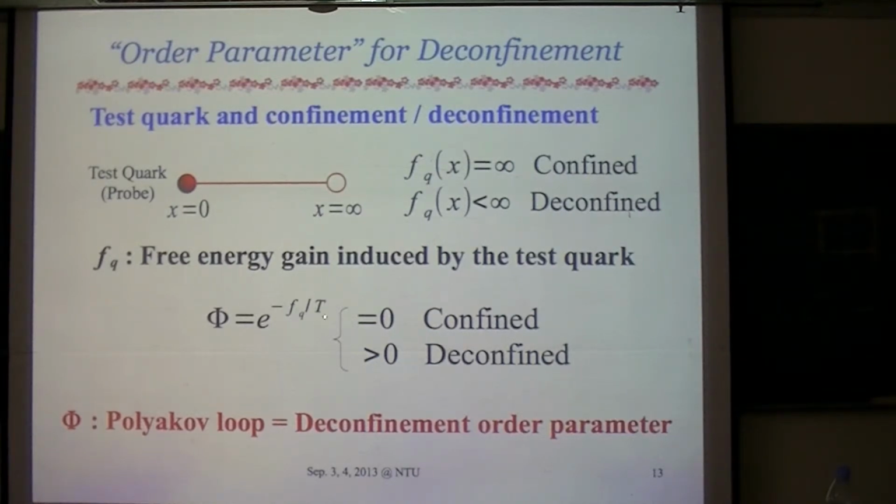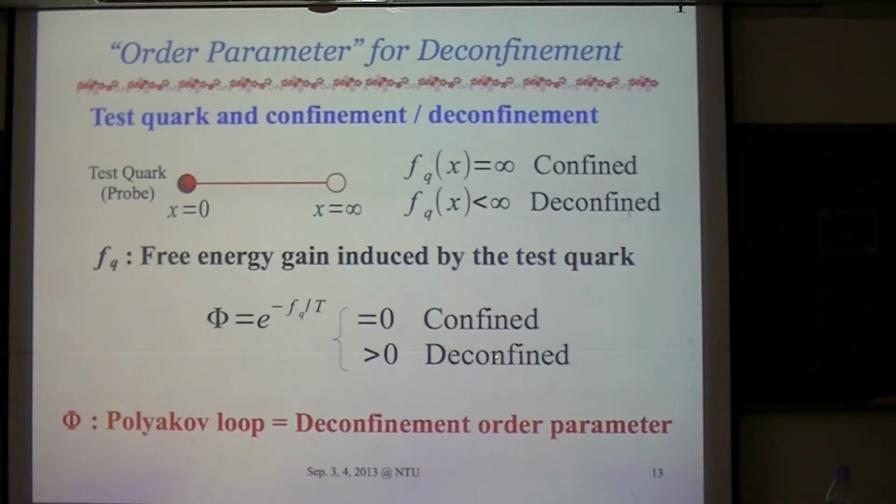And then let's think about this quantity. Just exponentiate this free energy, put it in the exponent. And if F is infinitely large, then this is exponential minus infinity, that is 0. So in the confined phase, this is 0. But in the deconfined phase, as I said, this F is something finite. That means exponential minus a finite quantity is of course finite, right? Non-zero. So in the deconfined phase, this quantity is something non-zero.